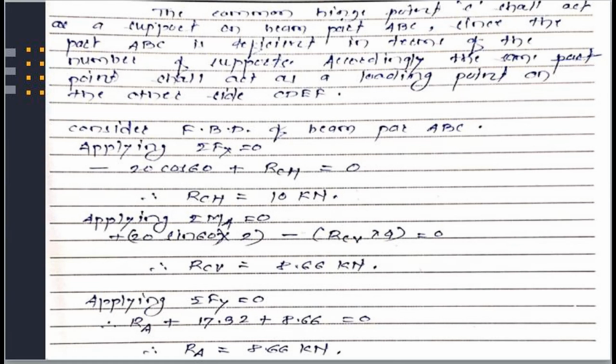Here RCH is acting in a right direction or horizontally right direction, therefore it should have positive sign, and 20 cos of 60 is acting towards horizontally left direction, therefore it should have negative sign. Therefore we get RCH is equal to 10 Newton.